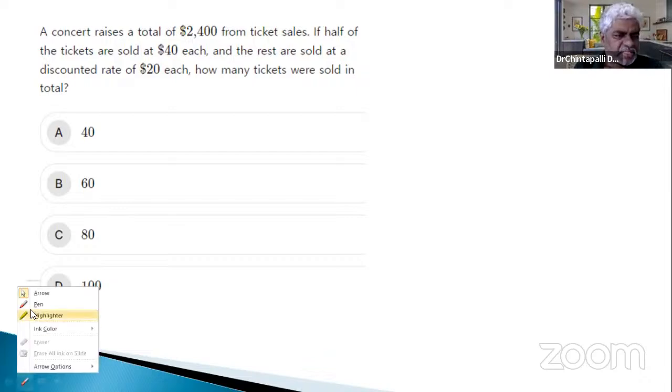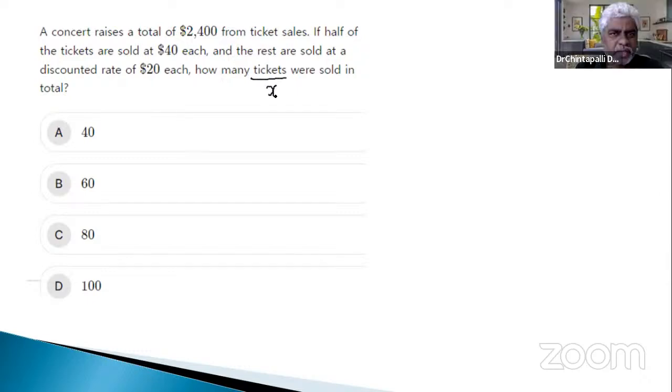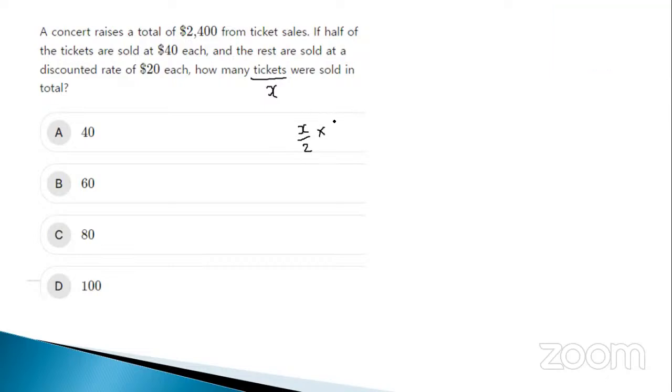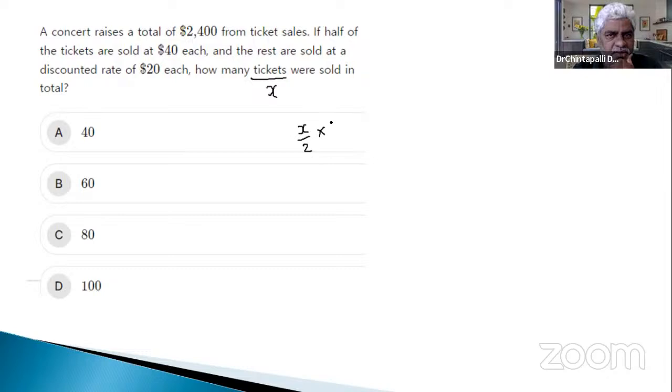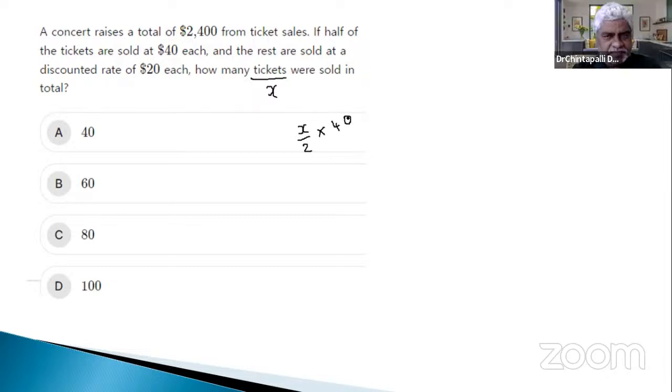Let the total number of tickets be x. Yes, sir. Got it. What is half of them? Half of x is x by 2. x by 2 tickets are sold at the rate of $40 each. Sir, is there an option missing? Yeah, all options are there. See, let the total number of tickets be x. Half of the total number of tickets is x by 2.